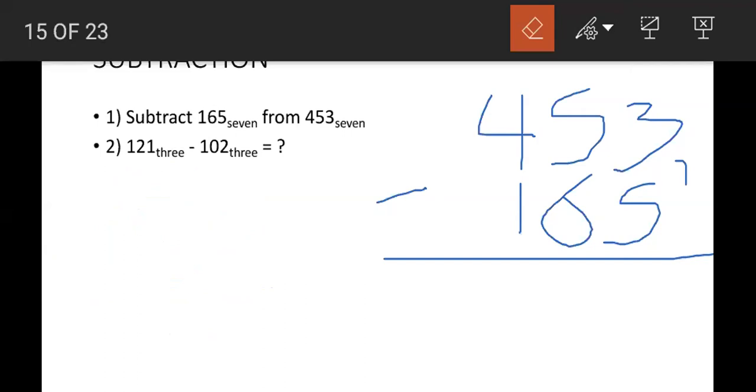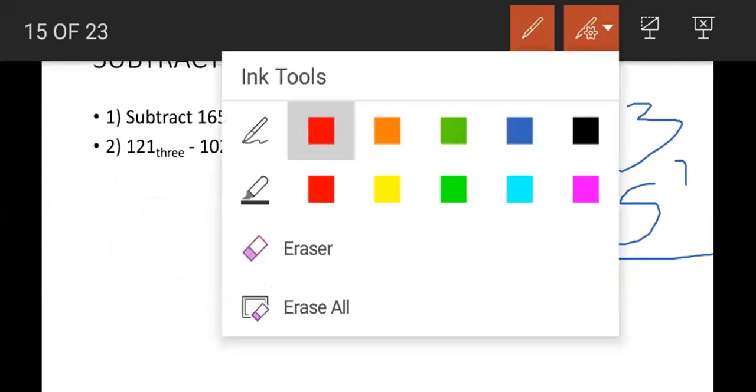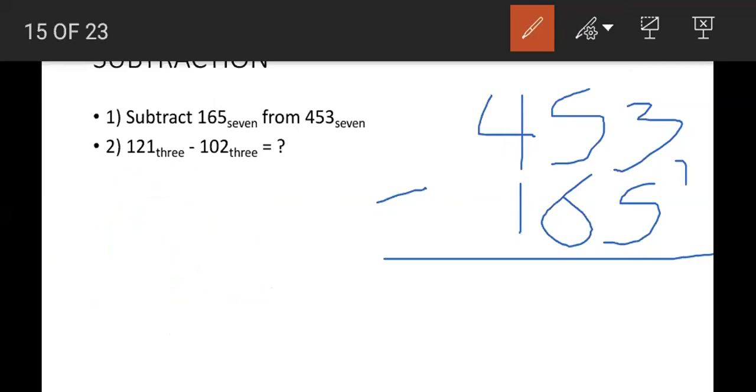Don't forget the base we are operating. We are operating base 7. So you want to subtract 5 from 3. Is that possible? That is not possible. So you now borrow what? You borrow 1 from here, from 5. Each time you borrow 1, can you hear me? Each time you borrow 1, the 1 becomes the base in which you are operating.